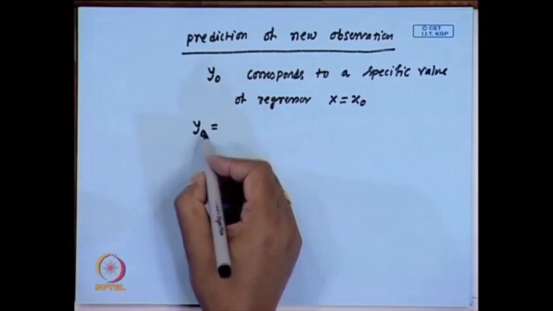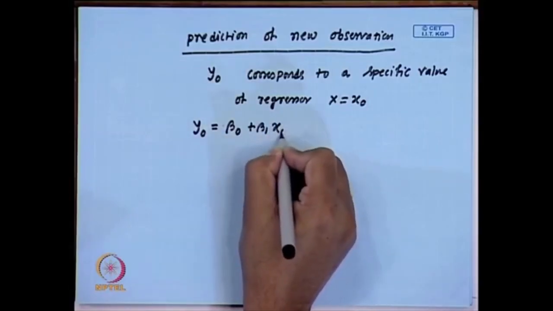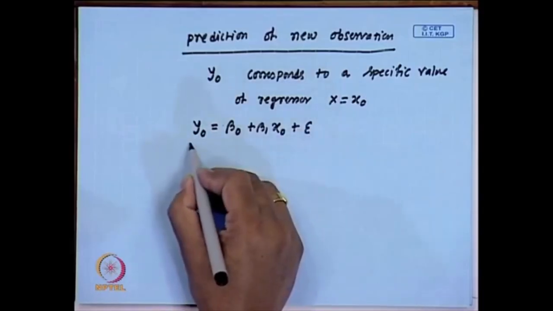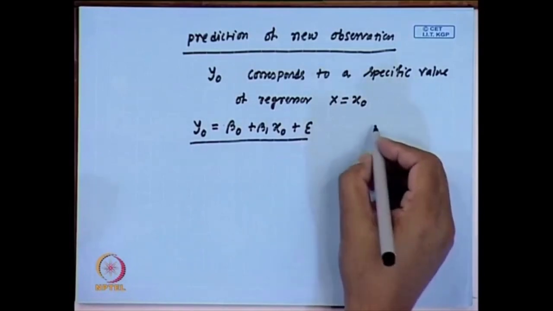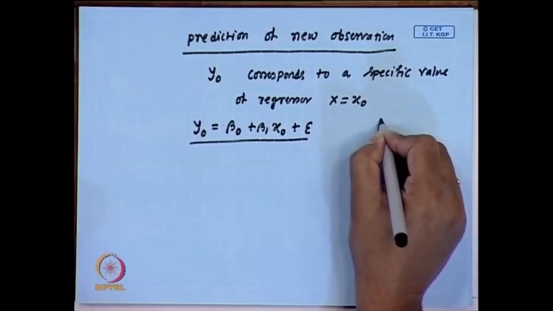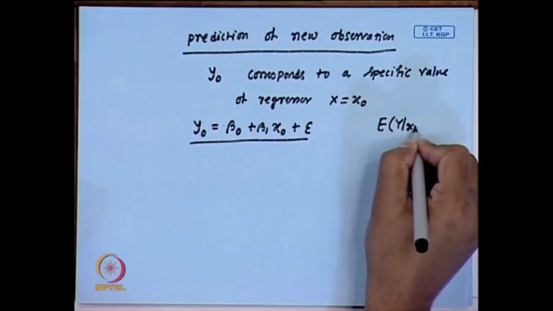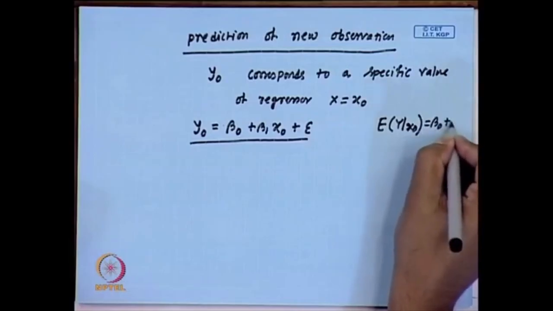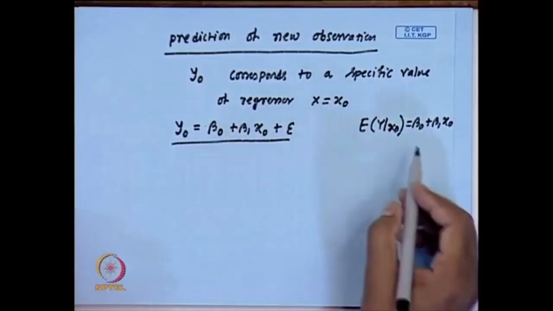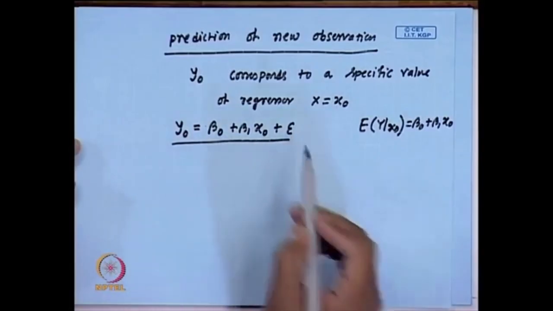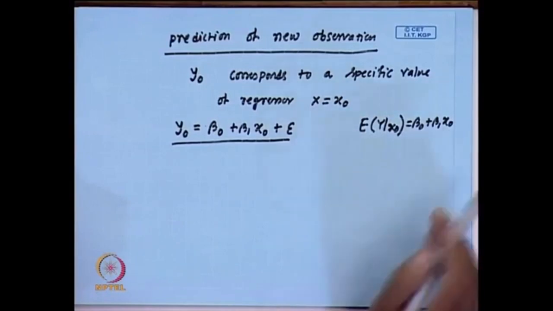So we want to predict y naught, which is basically beta naught plus beta 1 x naught plus epsilon. The previous problem was that we wanted to estimate the expected response at x equal to x naught, which is equal to beta naught plus beta 1 x naught. So here we want to estimate y naught, which is equal to this quantity, and in the previous example we wanted to estimate the expected response, which is equal to this quantity.